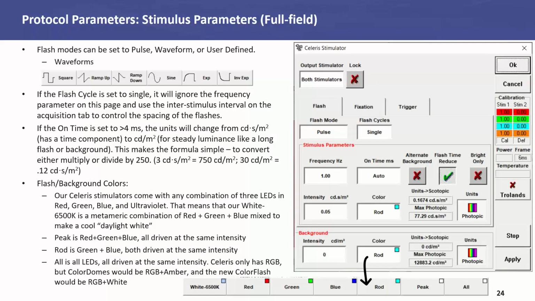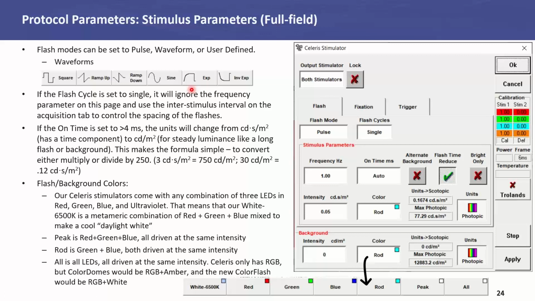These are the stimulus parameters for the full field. In addition to flashes, flickers, or long pulses of light, you can also do ramp stimuli, like ramp up or ramp down, to specifically target on or off bipolar cell responses. You can also do sine wave stimuli, square wave stimuli, exponential up or exponential down responses. If you want to learn more about programming user-defined files, let us know. We'd be happy to send you some information about how you can get started doing that.